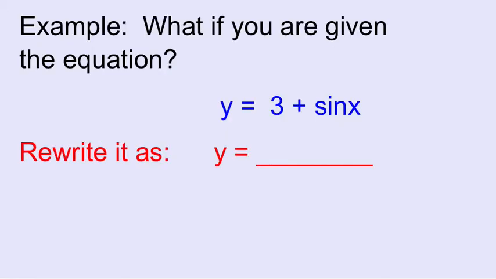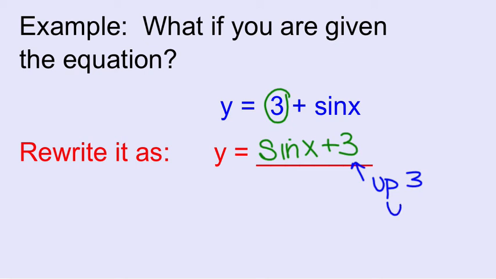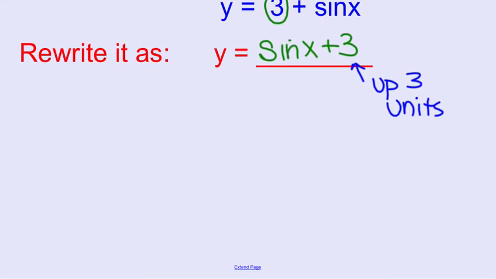What if I give you something like this? This looks a little bit confusing. Here is a plus 3. What I want you to do is rewrite it as the sine of x plus 3. And what this plus 3 is telling me is to move the entire graph up 3 units. So here's how it would look.